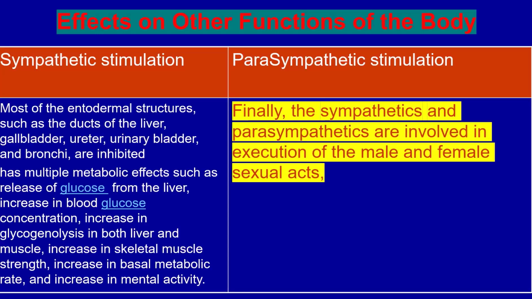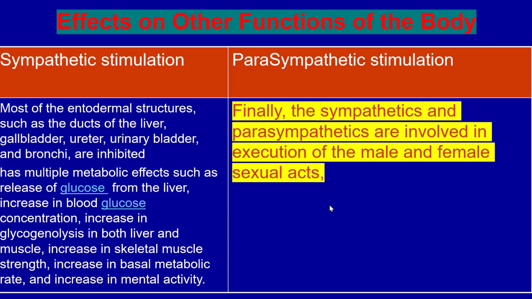Effect on other functions of the body. Most endodermal structures such as ducts of the liver, gallbladder, ureter, urinary bladder, and bronchi are inhibited. In sympathetic stimulation, these structures are inhibited, and there are multiple metabolic effects such as release of glucose from the liver, increase in blood glucose concentration, increase in glycogenolysis in both liver and muscle, increase in skeletal muscle strength, increase in basal metabolic rate, and increase in mental activity.